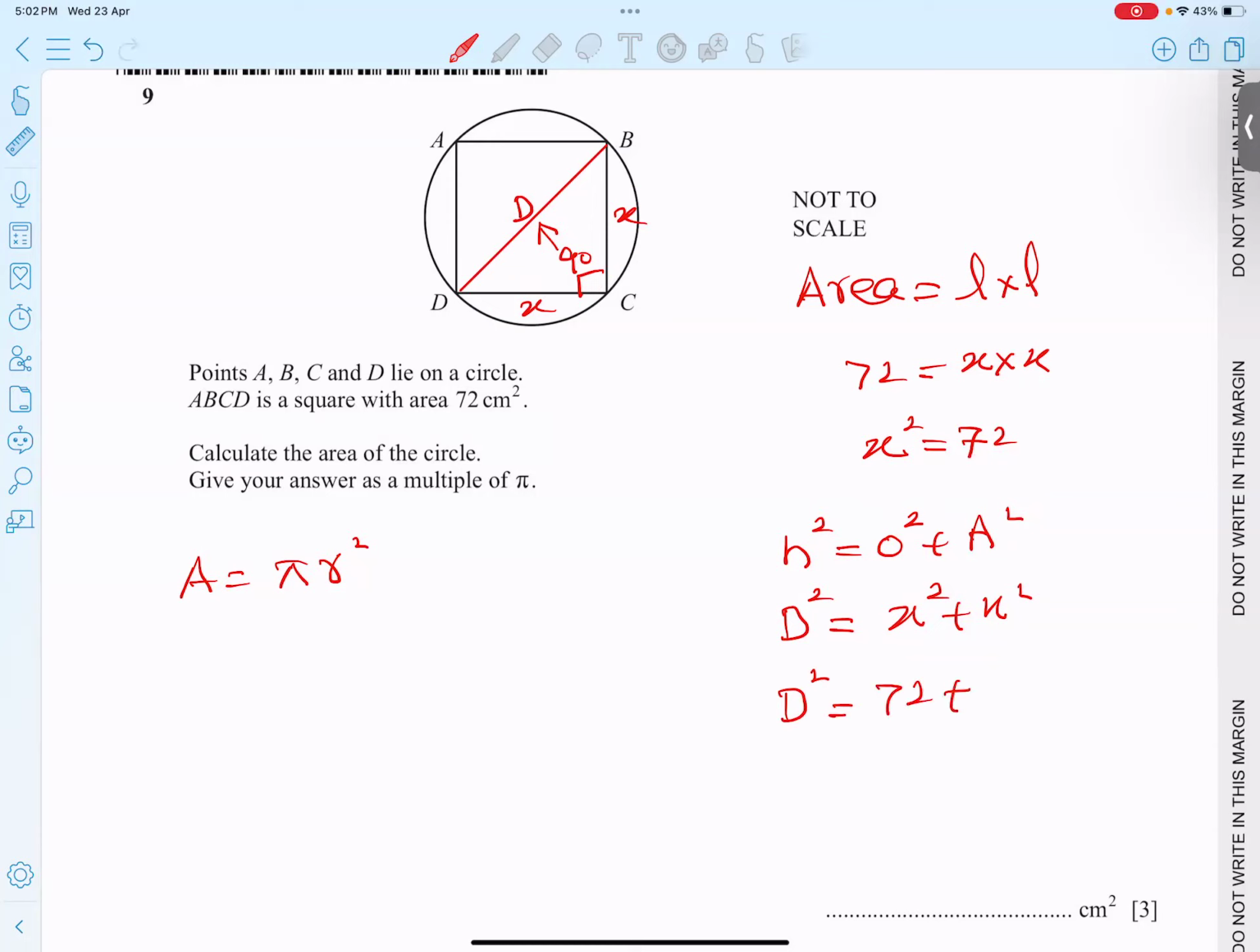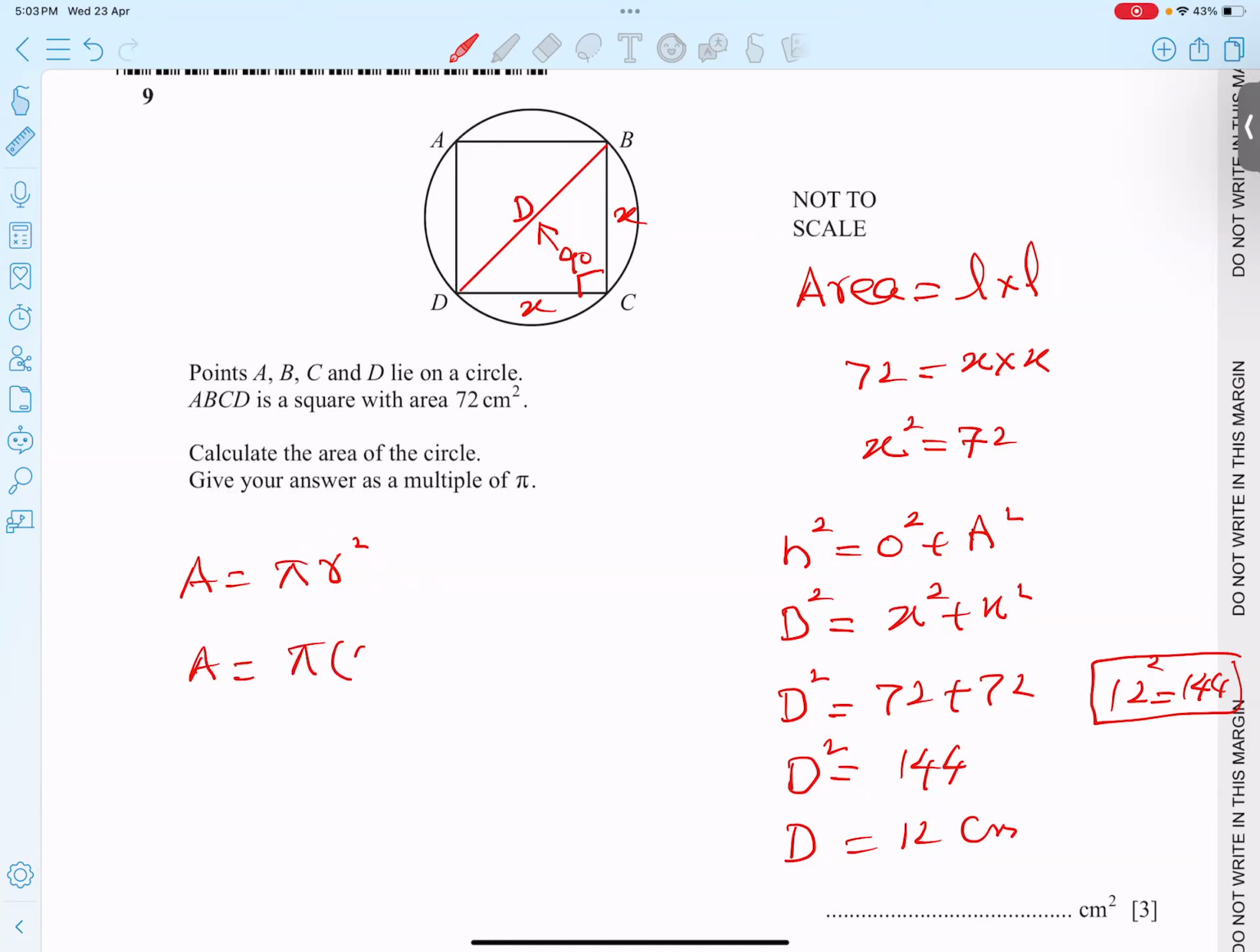So 72 plus 72, and the diameter square becomes 144. Take the root, and you must know 12 to the power 2 is 144. That is why I got 12 centimeters. But I need a radius here, and do you know diameter is the full length, radius is half. So divide by 2, I got 6. So that's it: pi r, 6 square, and I got 36 pi, because he said we need the multiple of pi. So the answer is 36 pi centimeter square.